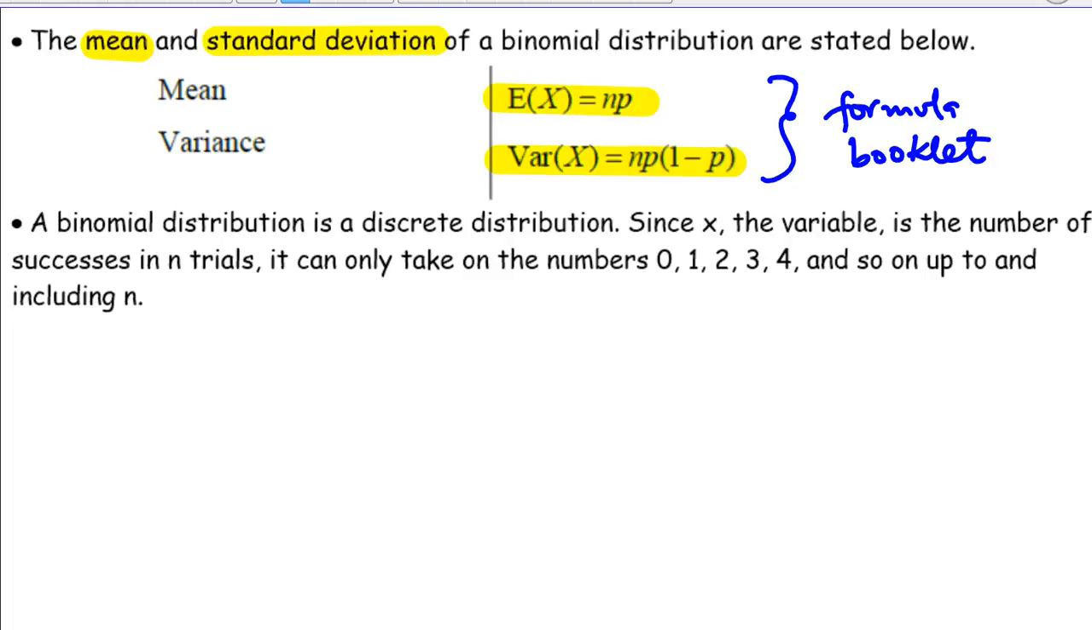Like I said previously, a binomial distribution is a discrete distribution. Since x, the variable, is the number of successes in n trials, it can only take the numbers 0, 1, 2, 3, and so on. But this is finite. It stops after some point. We're not saying here that this goes to infinity. No, it stops at some point. If you have 4 trials, we'll end up with 0, 1, 2, 3, 4. If you have 6 trials, you'll end up with 0, 1, 2, 3, up to 6. So this is finite. We're not saying this goes to infinity.